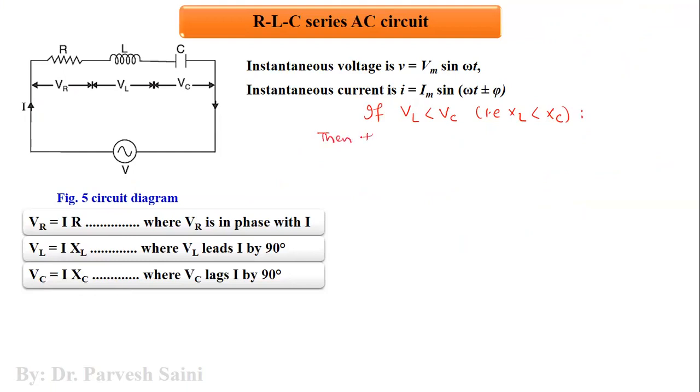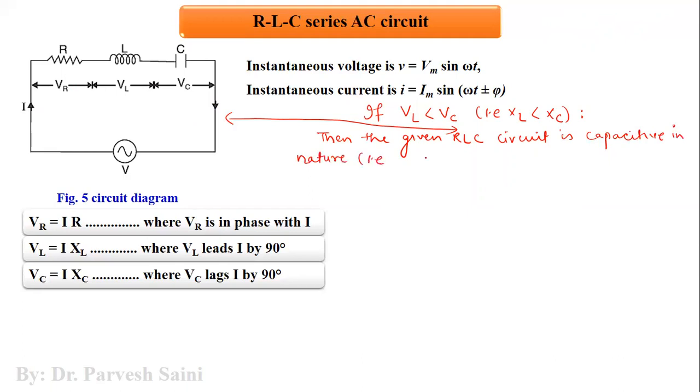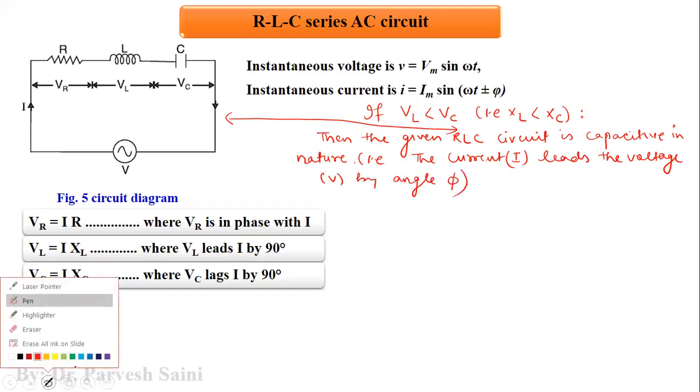then the given RLC circuit is capacitive in nature. That is, the current I leads the voltage V by angle phi, right? So let us draw the phasor diagram of this one also.